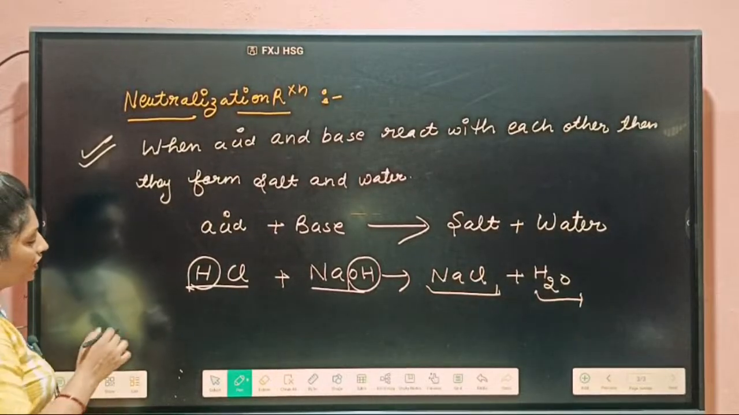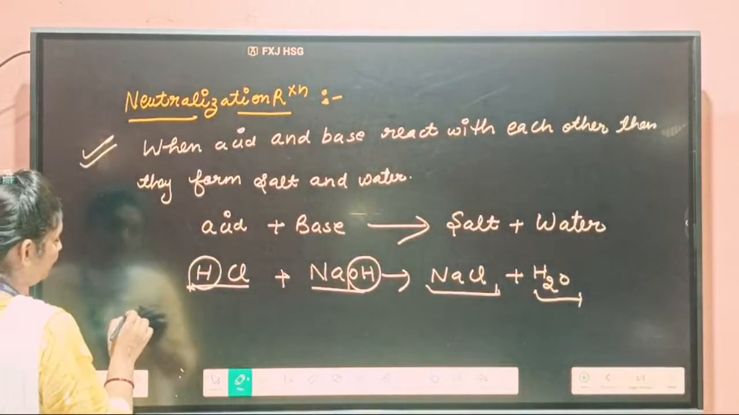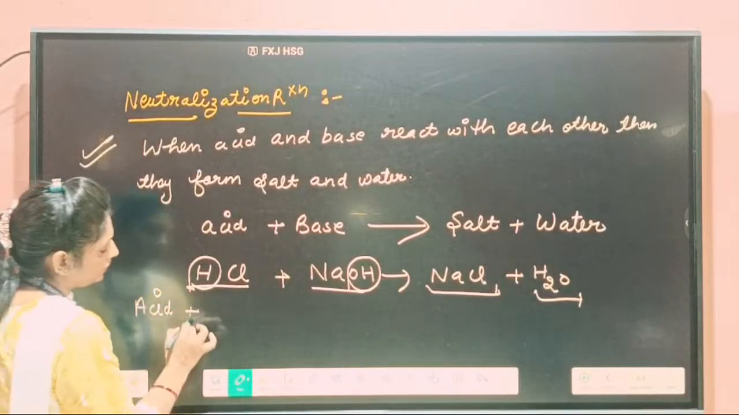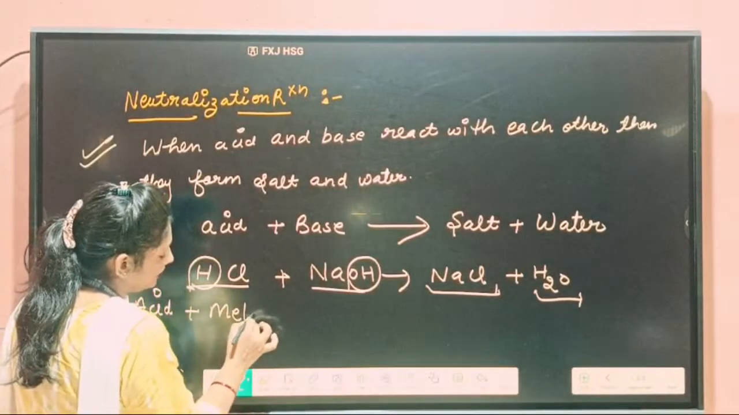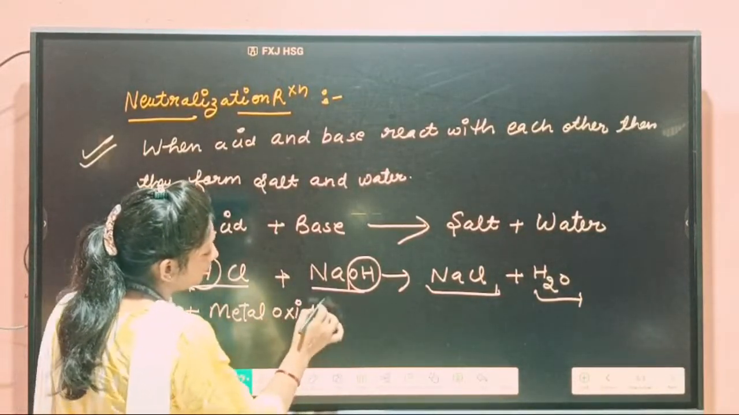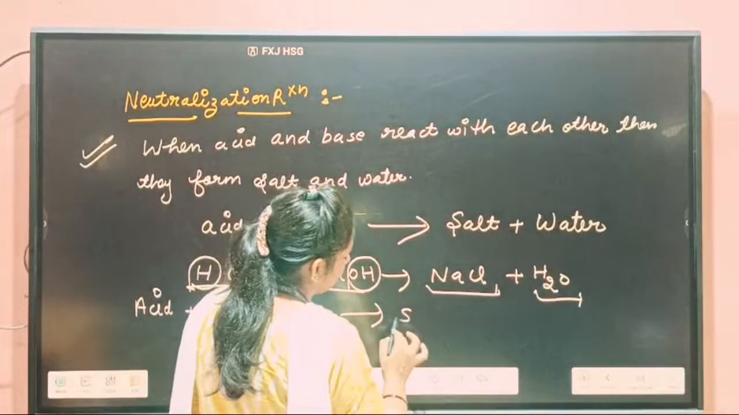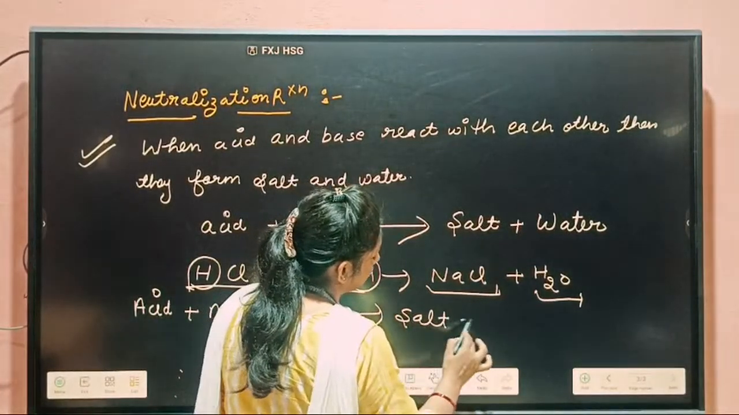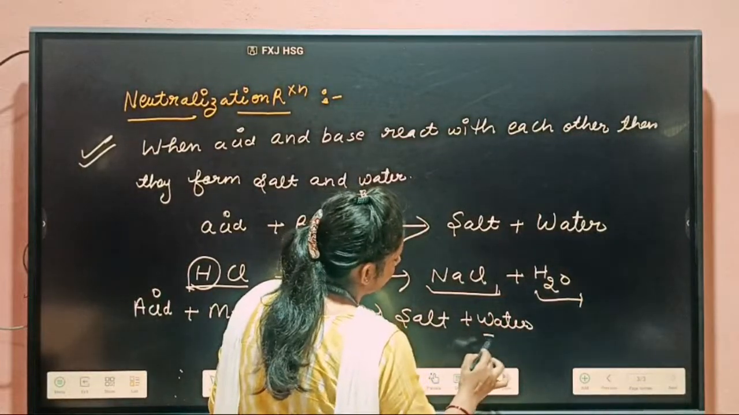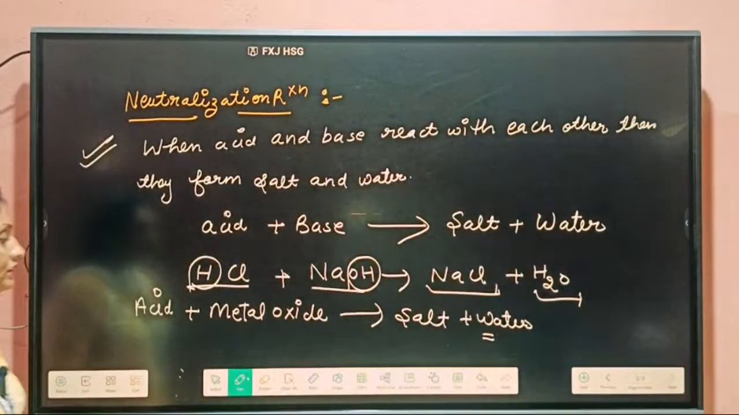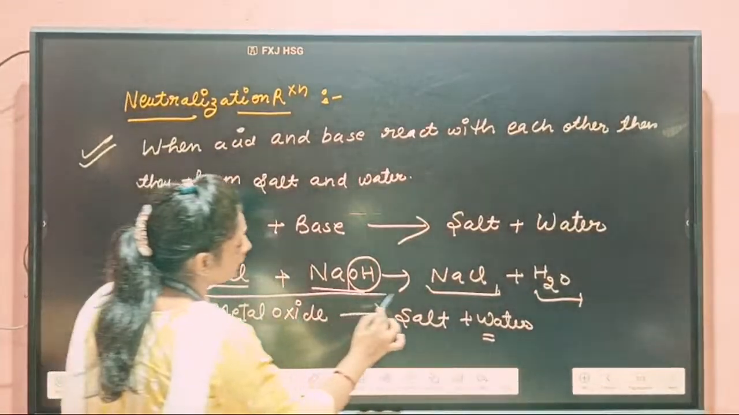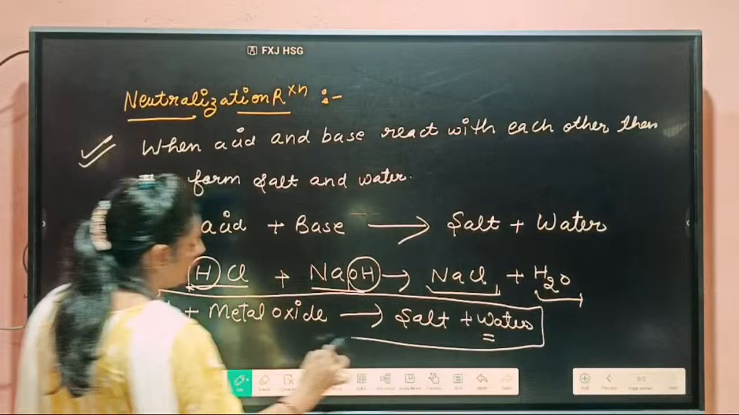Students, if we react acid with metal oxide, then also we will get salt plus water. Why do we get the same product here? Students, actually what will happen?